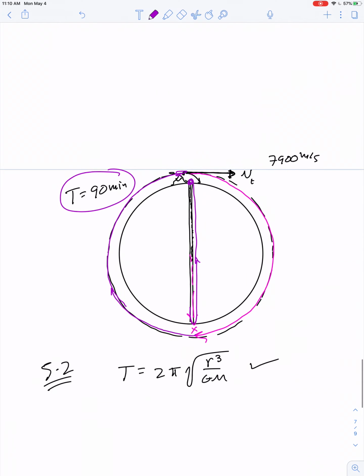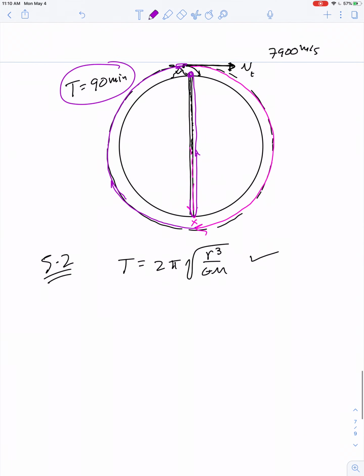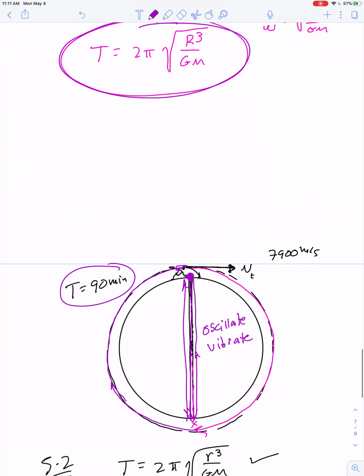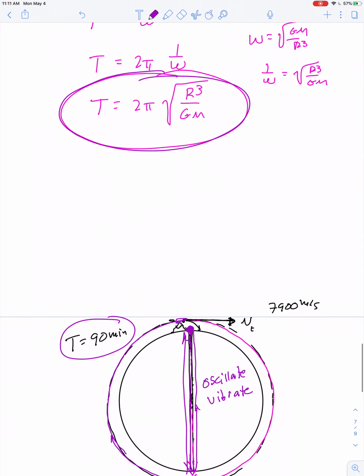So this is our first investigation into a type of motion that shows an object that keeps following the same path over and over. Once the object dropped into this hole returns, it's just going to fall back down again, come back up again, and it's going to oscillate. Or you can say vibrate. Either way, the period of that vibration is dependent on some physical properties, most notably the mass of the Earth and the radius of the Earth.